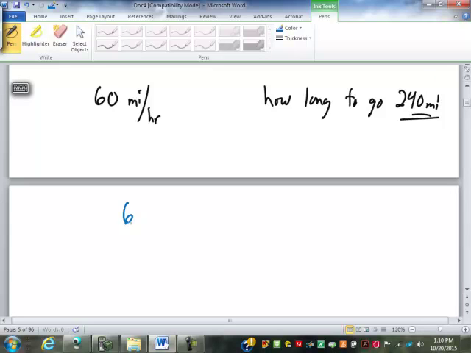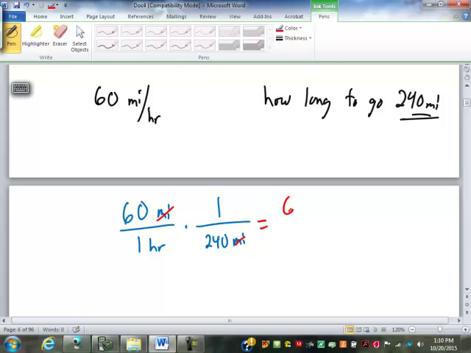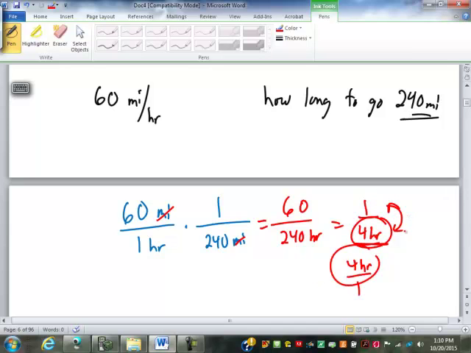Well, let's say you screw up and you do this. I got 60 miles per hour, 60 miles over 1 hour. And I put miles down here. I've got 240 miles, and there's nothing to compare it to, so I'm just going to put 1 above it. The miles cancel out. I've got 60 over 240 hours, which is 1 over 4 hours. I wanted hours, right? I wanted time, but it ended up on bottom. All I have to do is flip it over. Do the reciprocal. 1 over 4 hours is the same as 4 hours over 1. So it's 4 hours.